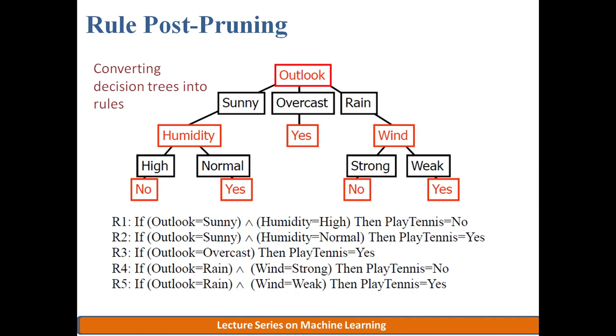In contrast, if the tree itself were pruned, the only two choices would be to remove the decision node completely or to retain it in its original form. The second is, converting to rules removes the distinction between attribute tests that occur near the root of the tree and those that occur near the leaves. Thus we can avoid messy bookkeeping issues such as how to reorganize the tree if the root node is pruned while retaining part of the subtree. The last is, converting to rules improves readability. Rules are often easier for people to understand.